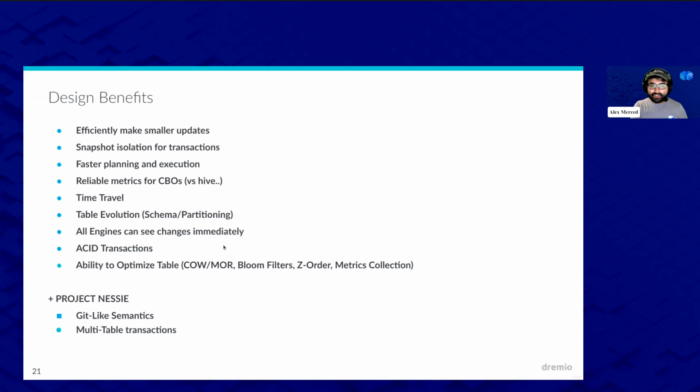All engines can see changes immediately. I remember just a couple of days ago, in a recent video I posted on LinkedIn, I was writing to an Iceberg catalog, specifically using Project Nessie, writing to it via Spark. And then in a separate window, I had Dremio open, and I literally just refreshed the window, and all my changes were immediately visible. There's no lag between the two.